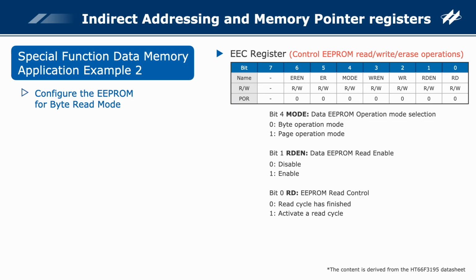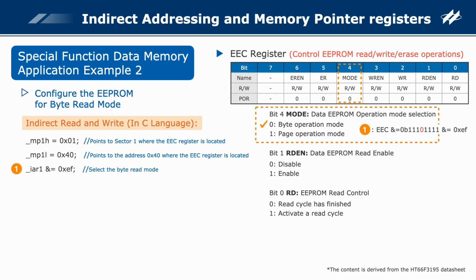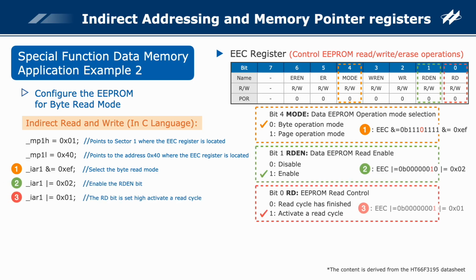Taking the HT66F3195 as an example, configure the EEPROM memory for read operation by using the indirect read and write method. First, point to sector 1 where the EEC register is located, and the specific address of the EEC register. And then select byte read mode, and enable the read control bit. Then, initiate the read cycle.